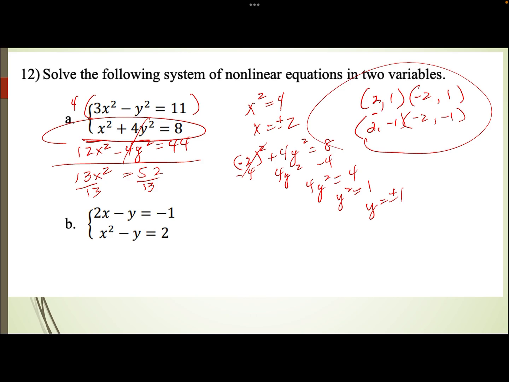How can I have so many answers for this? Well, this one here is called an ellipse, and this one here is called a hyperbola. And so that's how I can have 4 answers.